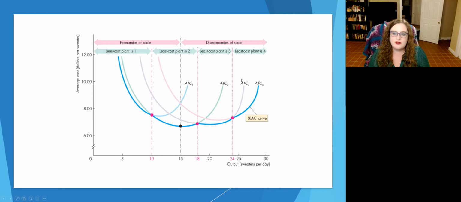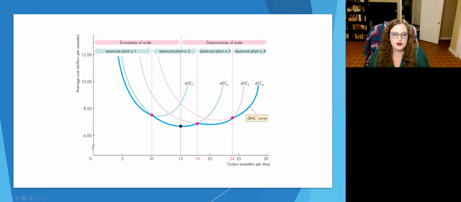Average total cost 3 represents 3 machines. Average total cost 4 is 4 machines. And you're wondering, which one do I choose? Well, when we're debating between an amount of labor and an amount of capital, and we have multiple average total cost curves, we always want the one that minimizes the average cost.